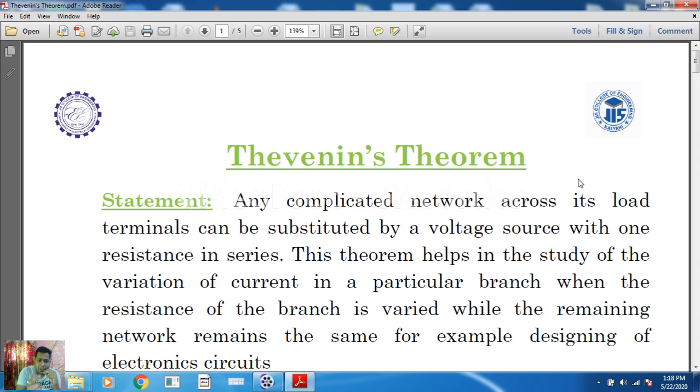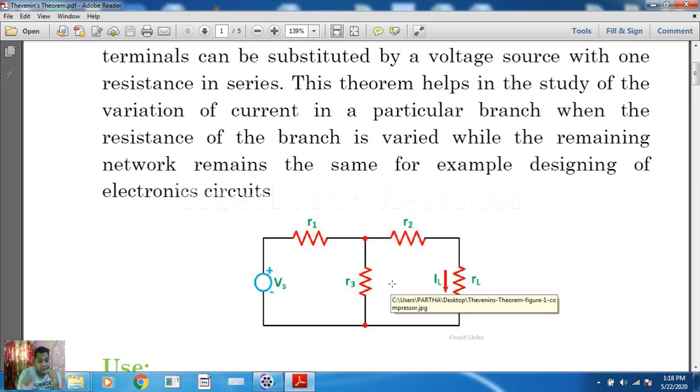Coming to the statement: any complicated network across its load terminals can be substituted by a voltage source with one resistance in series. This helps in the study of the variation of the current in a particular branch when the resistance of that branch is varied, while the remaining network remains the same, for example in the designing of electronic circuits. Remember the point.